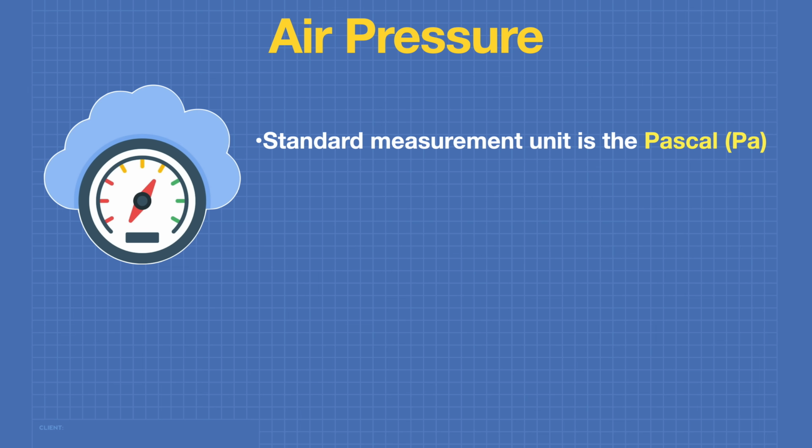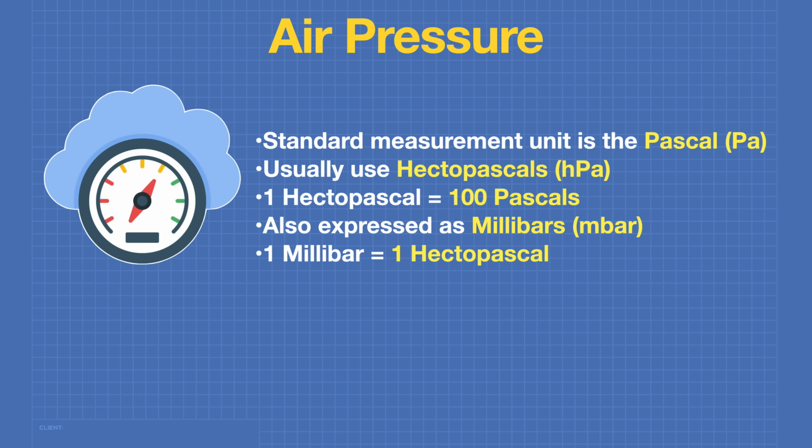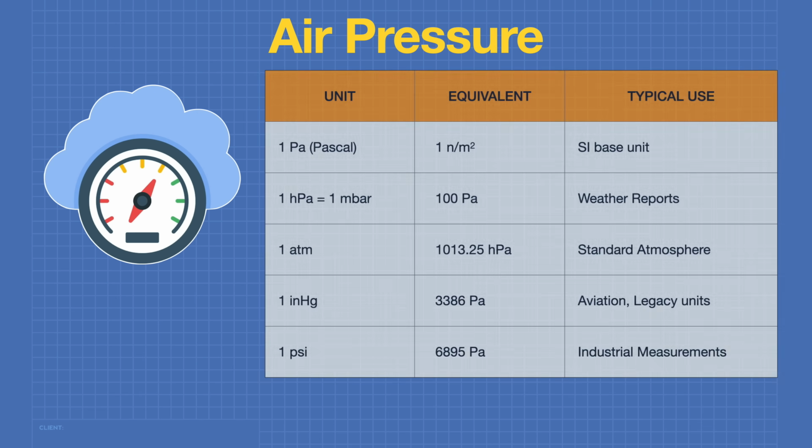The standard measurement unit for air pressure is the pascal. A pascal is a very small unit, and so we usually use hectopascals. 1 hectopascal is 100 pascals. You'll also find air pressure expressed in millibars. A millibar is the same as a hectopascal, so 1 millibar equals 1 hectopascal. Here's a table that shows the relationship between different units of air pressure measurement.